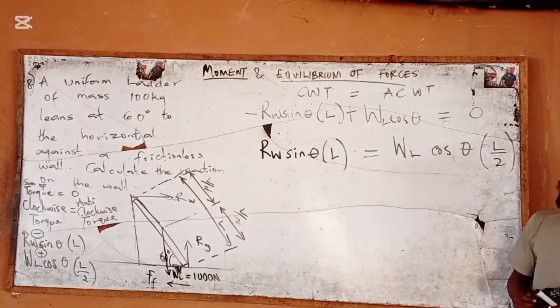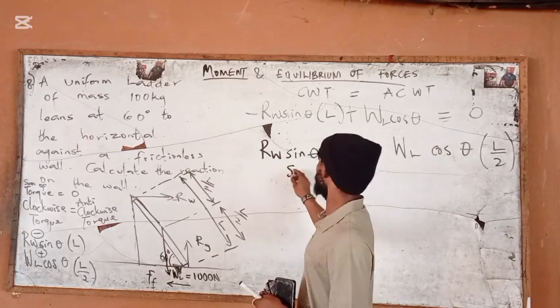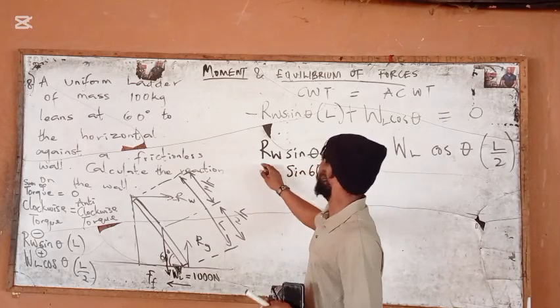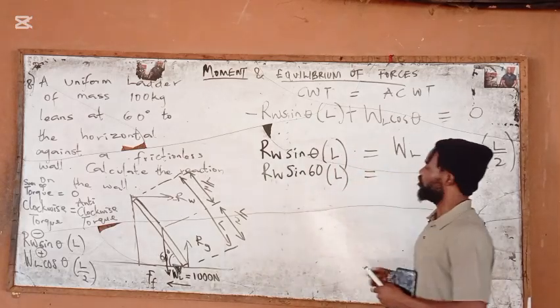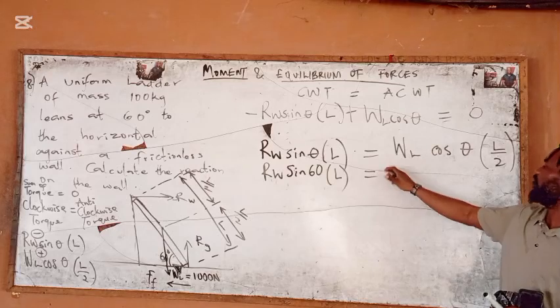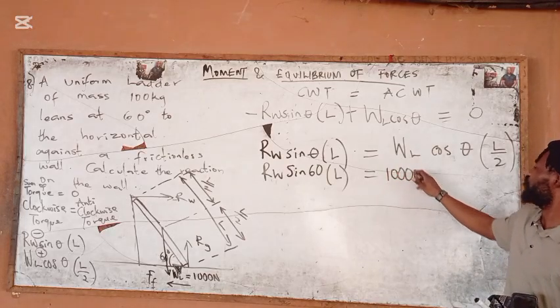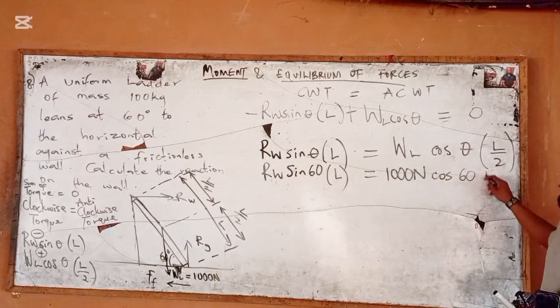Alright. So now let's put things in order. The sine theta here is going to be sine 60. Yes. Sine 60. Then I have my RW. Then this is my L. Is equals to weight of the ladder. What's the weight of the ladder? We got it to be 1000 Newton. So we got 1000 Newton cos 60. Now we have L over 2.